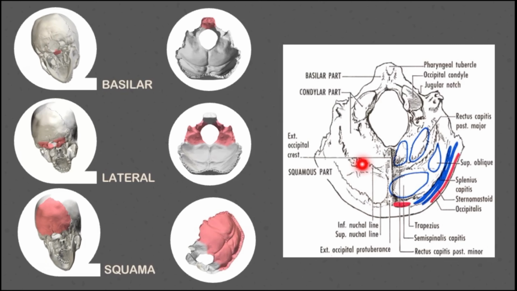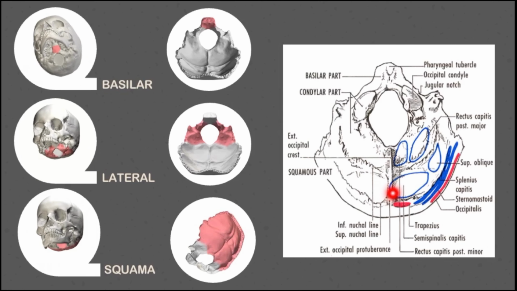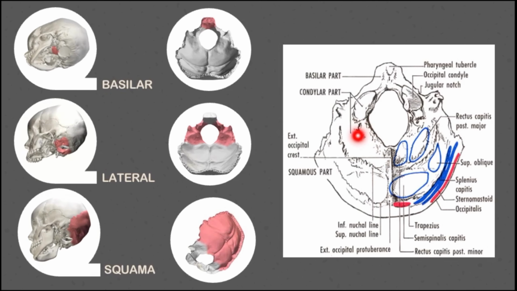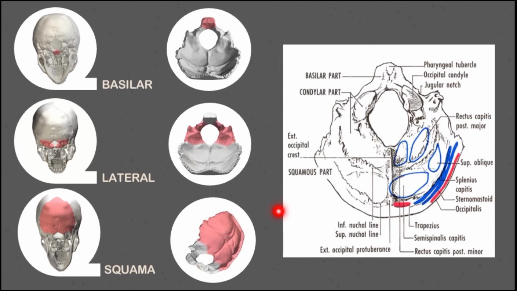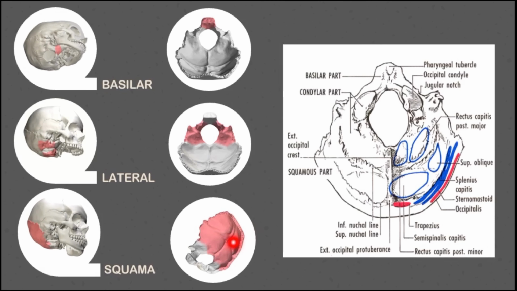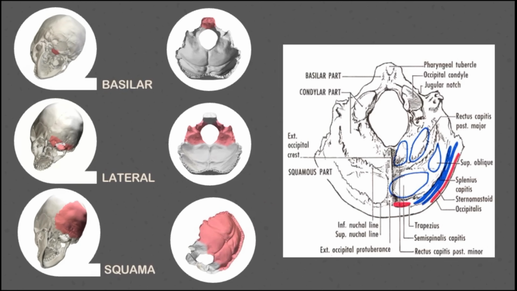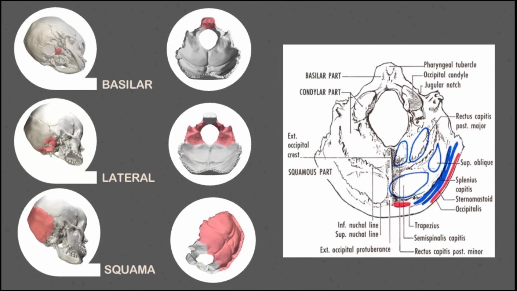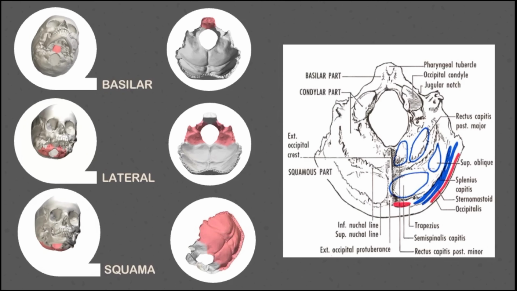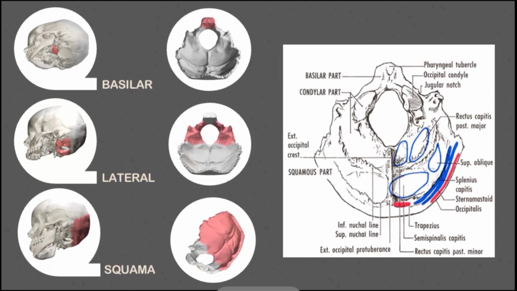The external surface of the squamous part has the external occipital protuberance and the three curved nuchal lines. The squamous part of the occipital bone is marked by grooves on its internal surface due to the dural venous cranial sinuses, the superior sagittal sinus, the transverse sinus, and the sigmoid sinus.